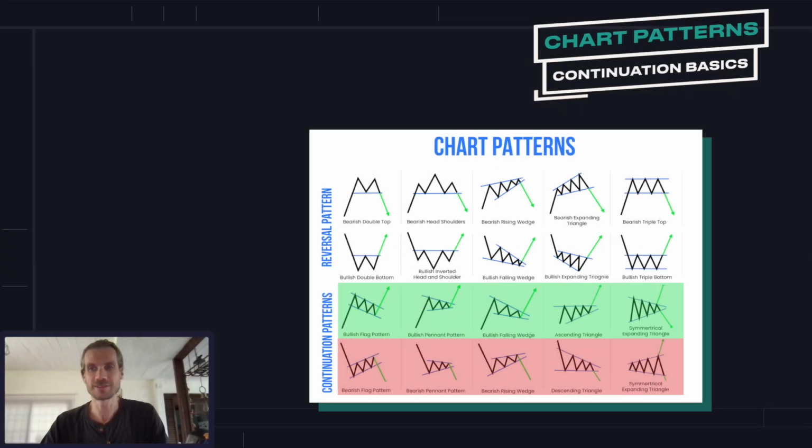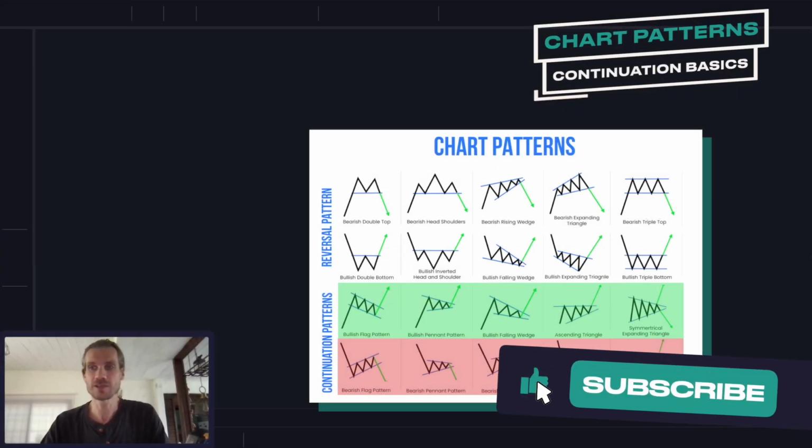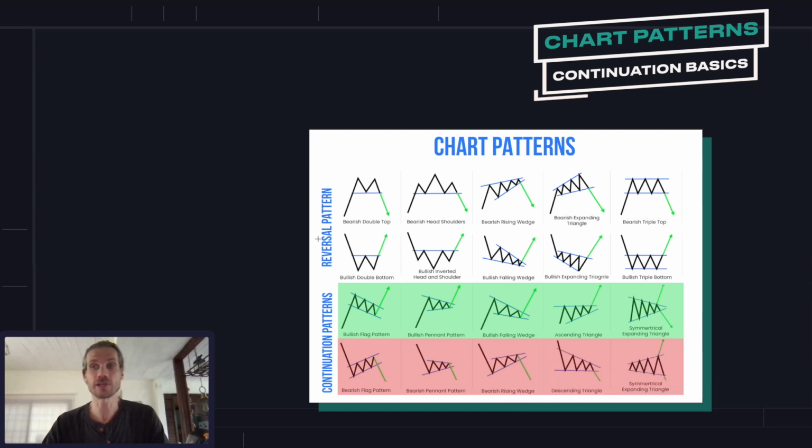Continuation patterns. When trading this market, you can use reversal patterns that we looked at in the last video, like double bottoms, head and shoulders, etc., to enter a trade at the point of a trend change. But how do you safely enter a trade in the middle of a trend? Well, this is where continuation patterns come in.